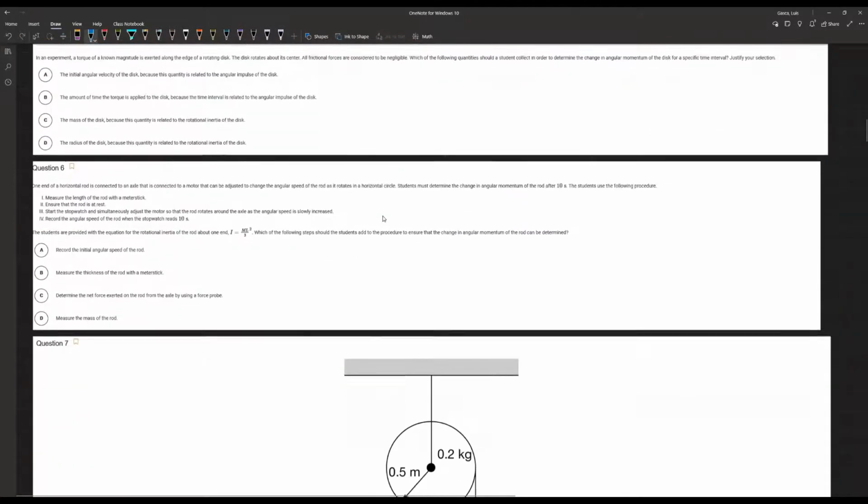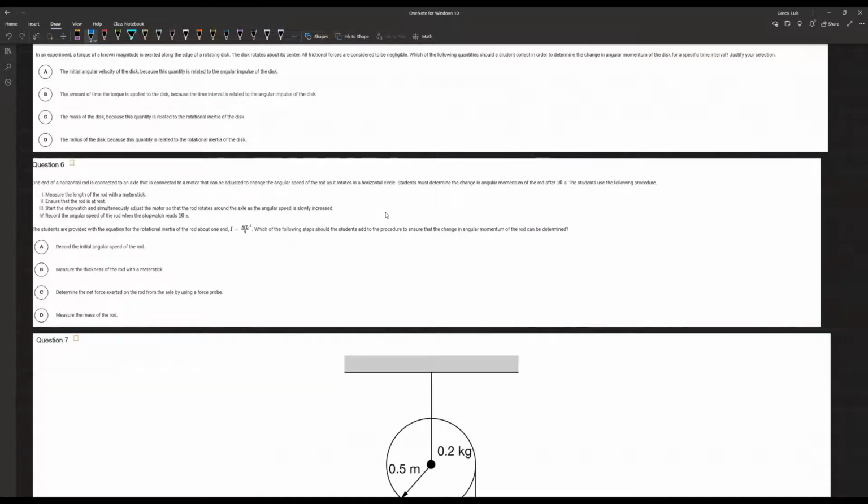Go to number 5. In an experiment, a torque of a known magnitude is exerted along the edge of a rotating disk. The disk rotates about its center and all frictional forces are considered to be negligible. Which of the following quantities should the student collect in order to determine the change in angular momentum of the disk for a specific time interval? And let me know if we have any questions so far.